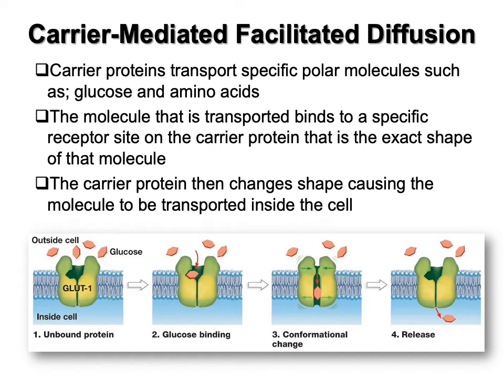Carrier-mediated facilitated diffusion. If you look at the diagram, you will see that the process of carrier-mediated facilitated diffusion involves a molecule attaching itself to a specific binding site on the carrier-mediated transmembrane protein. Then the protein changes shape and essentially dumps the product into the cell.